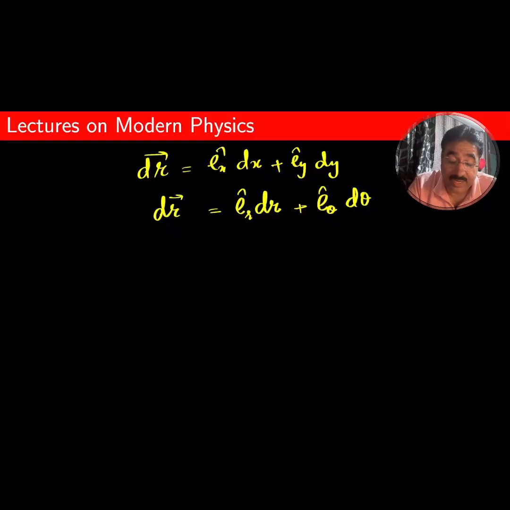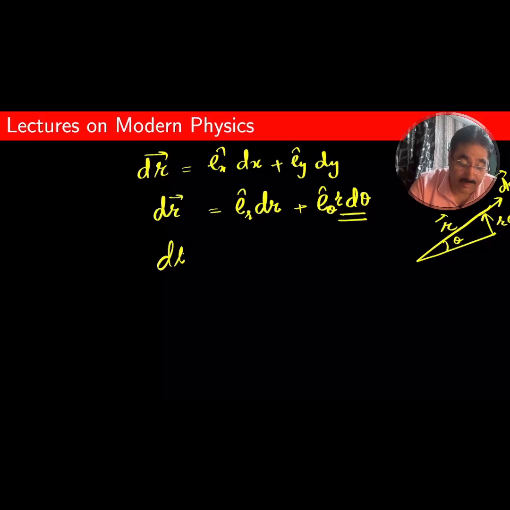So I want to find the length in the direction of theta. How would I find that? See, this is your r, and say this is your theta, and this length is nothing but r d theta. That length is in the theta direction, and dr is in the radial direction. So instead of just E theta d theta, there has to be r d theta if it has to make any sense. So dr is equal to ER dr plus E theta r d theta.